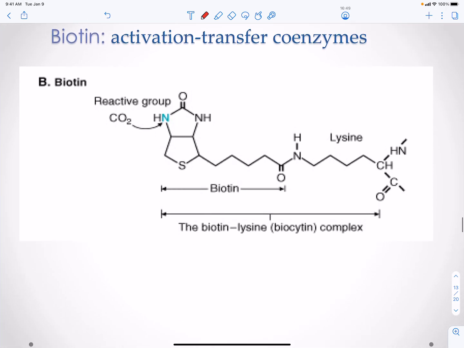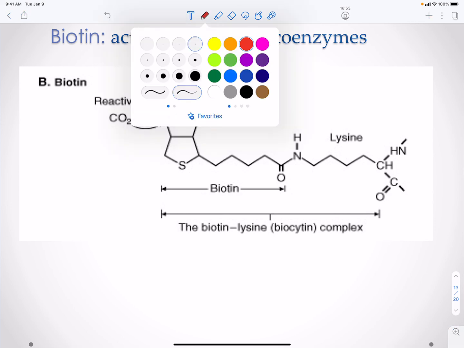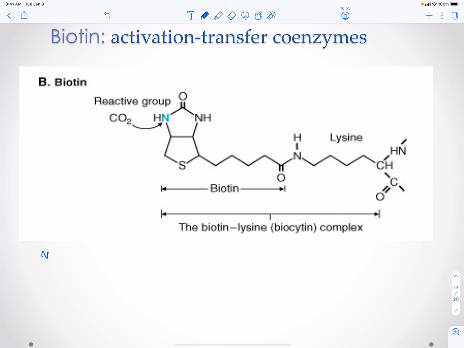Another activation transfer is biotin. Now, biotin is going to be very different. Biotin has no phosphate group. Now, it does not mean that ATP or one of its derivatives is not part of this reaction, but the coenzyme itself does not have bound phosphates. Now, the other thing is your biotin always has to be bound to a lysine on the enzyme.